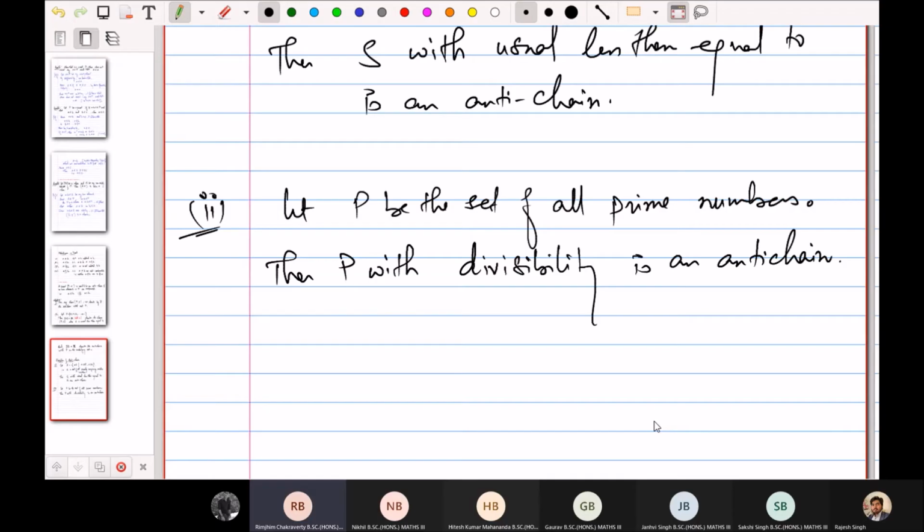Sir, in case of example number 2, will P be a poset?